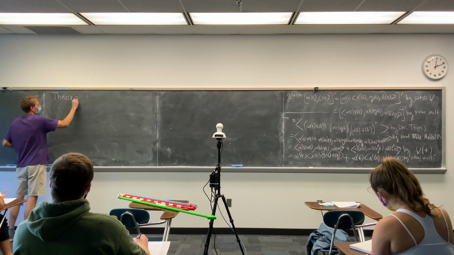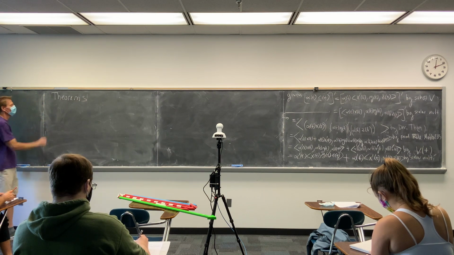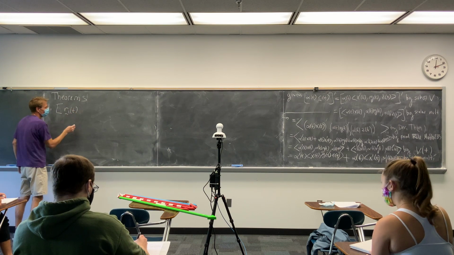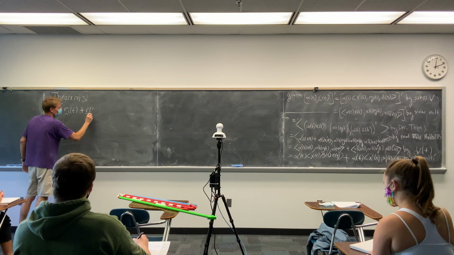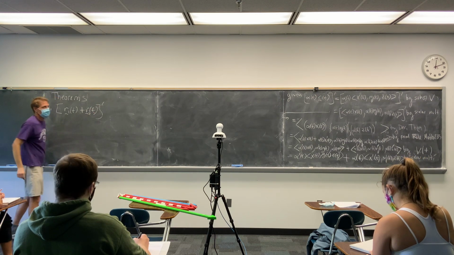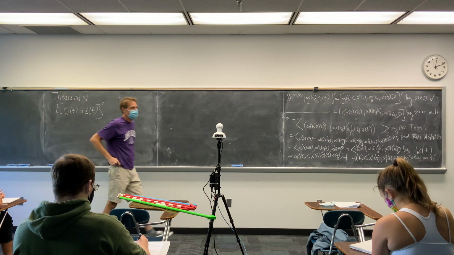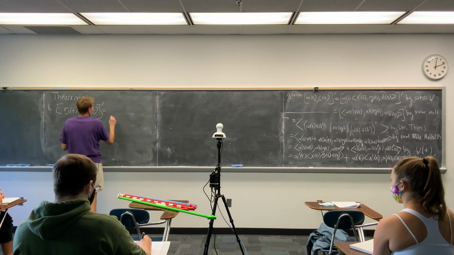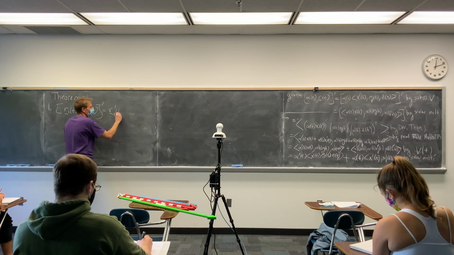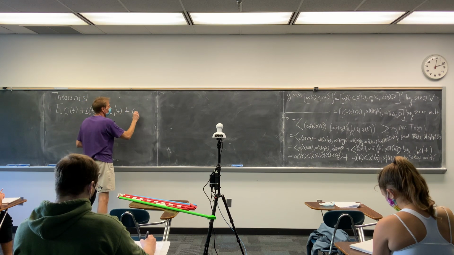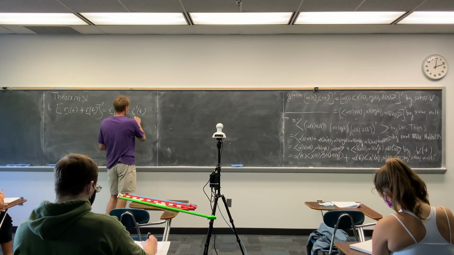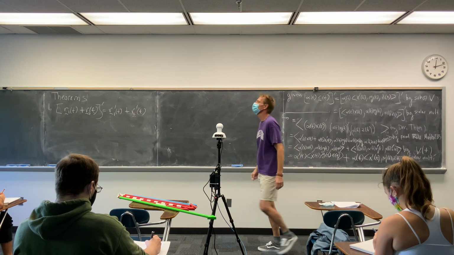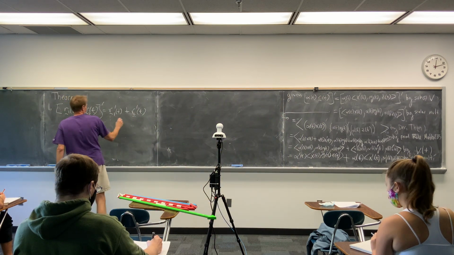I'll try to write big for you guys at home. This is my list of theorems. My first theorem is this: if you're taking the derivative of the vector sum of two vector valued functions, we can prove that it's equal to the derivative of the first vector valued function plus the derivative of the second vector valued function. And if it's minus, it's the same thing.